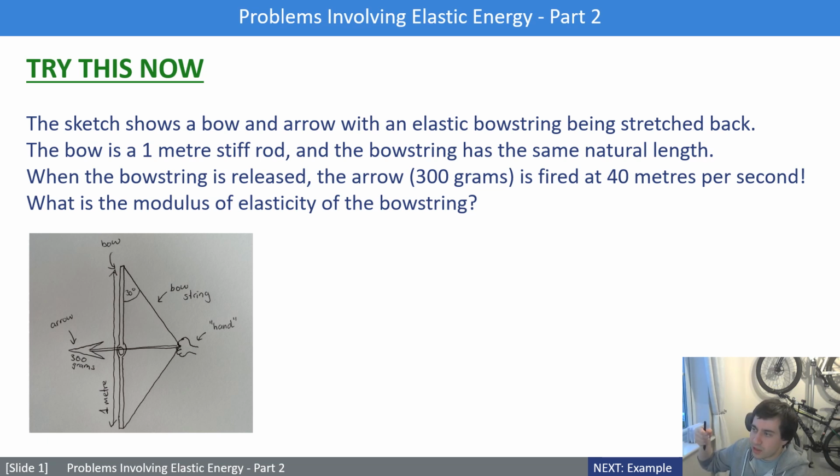The bowstring, when it's not stretched, is attached to each end of that 1 meter rod and is naturally at that length. So it's then stretched back. It makes an angle of 30 degrees at the top and bottom, and it's then released, and this 300-gram arrow is then fired at 40 meters per second. The question then is, what is the modulus of elasticity of the bowstring?